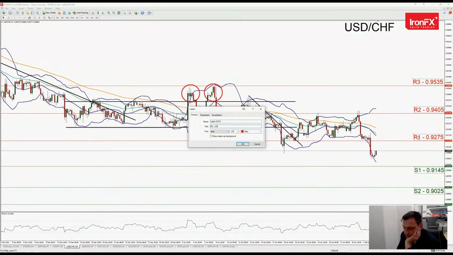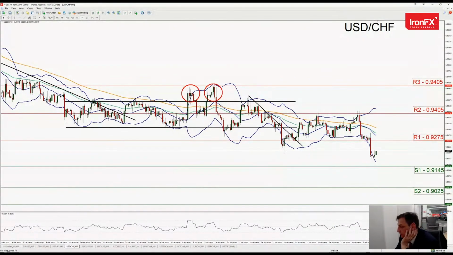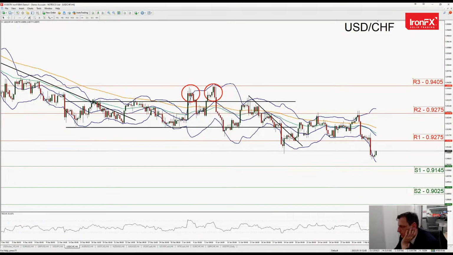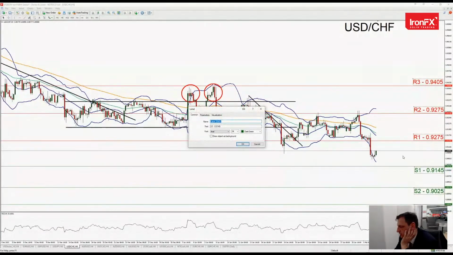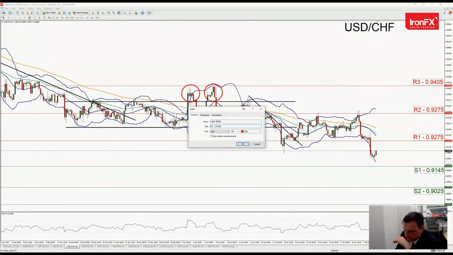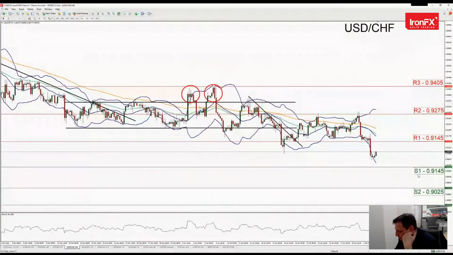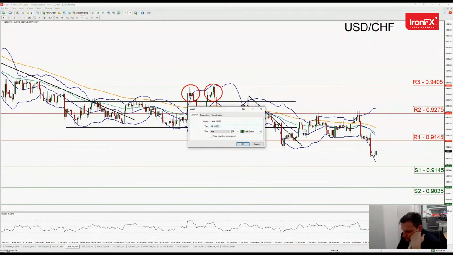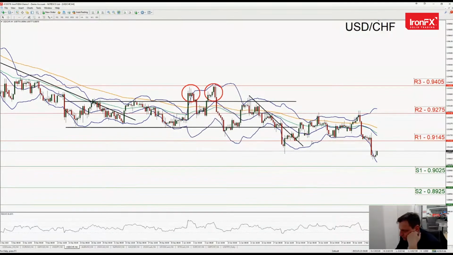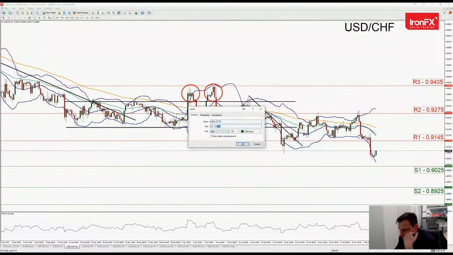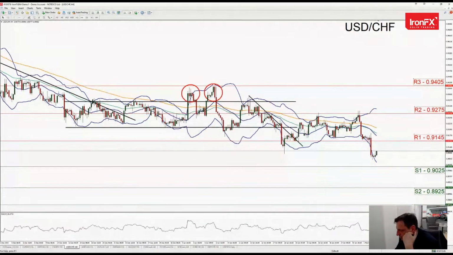They are to be placed at 0.945. Sorry, they are 2 at 0.9275. The R1 at 0.9145. Sorry, the S1 at 0.9025. The S2 at 0.8925. And the S3 at 0.8845. Locking everything in.